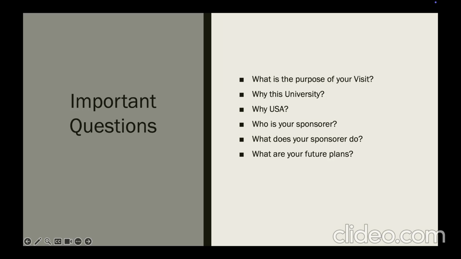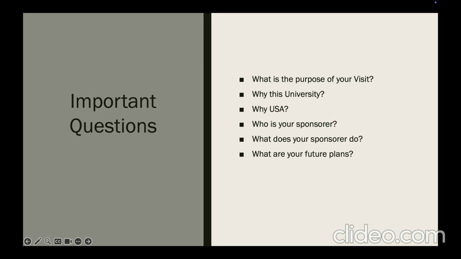The basic questions that you have to be very well prepared for are questions such as: what is the purpose of your visit, why this university, why USA, who is your sponsor, what does your sponsor do, what are your future plans. These are the questions which are asked continuously and you have to be well prepared with the answers to these questions.